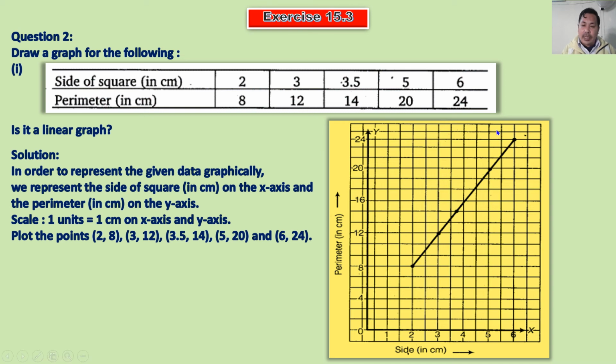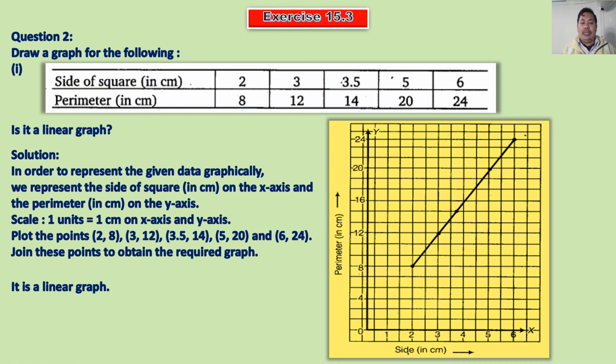So after we locate all the points on the graph, we'll join them with a single line. Okay, then it happens to be a straight line here. If you find that it is a straight line, then you join the points to obtain the required graph. Then what you get here is a linear graph. If you get the graph as a straight line, without any bending, then it is called a linear graph. Yes, it is a linear graph.